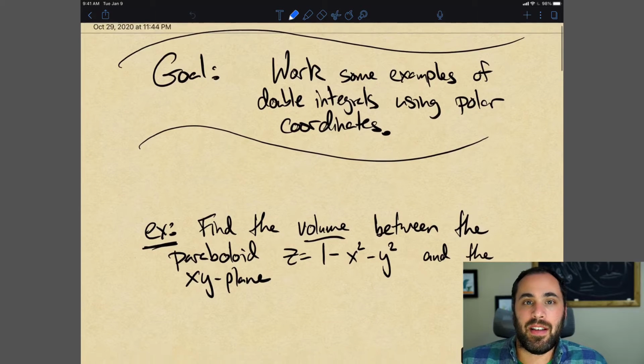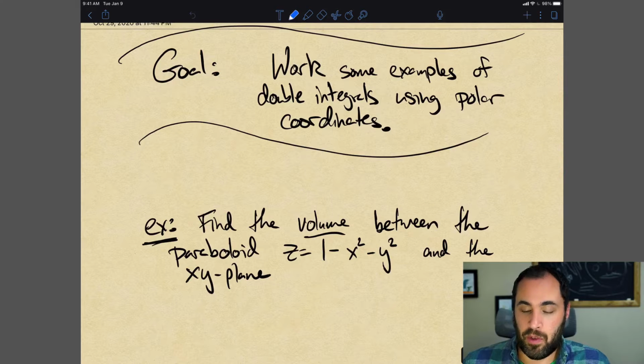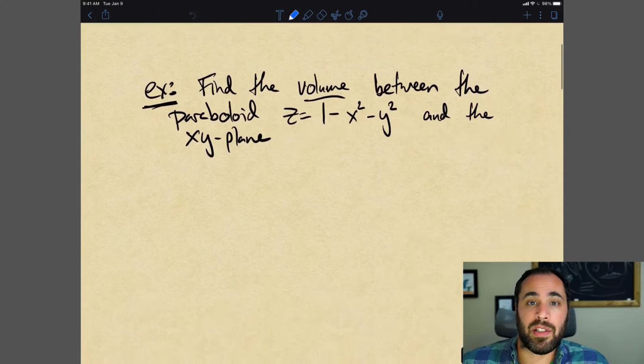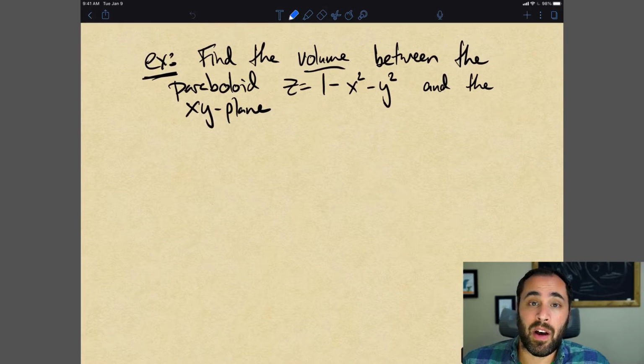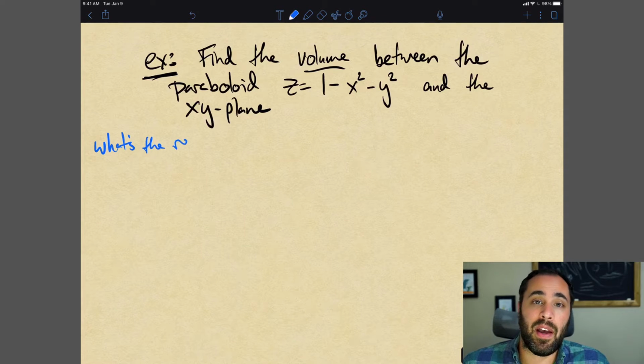Hey folks, in this video I'll show you just a few examples of integrating using polar coordinates. So for the basics, you can review what we did in class, check out the video, but here we'll continue that discussion. So let's start with this question that you may have seen on the worksheet. What's the volume between the graph of this function, 1 minus x squared minus y squared, and the xy plane?